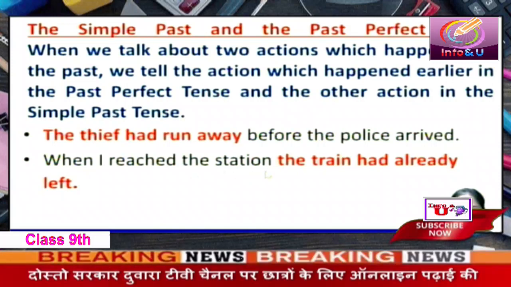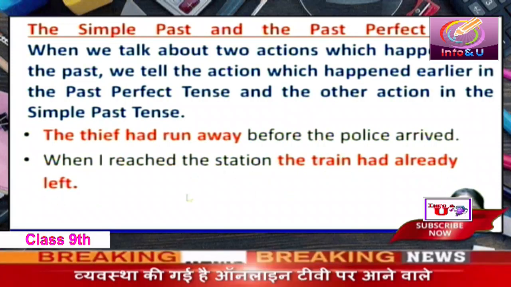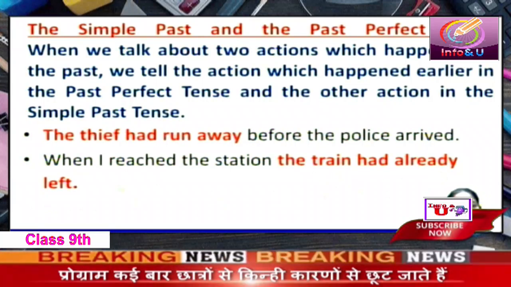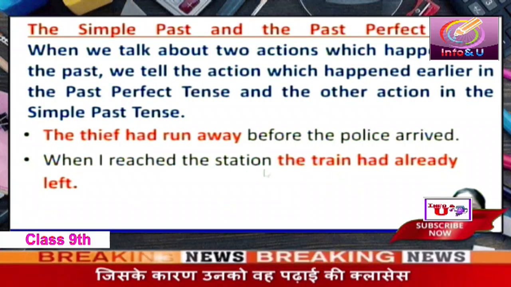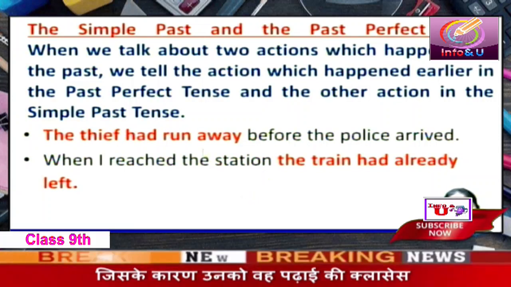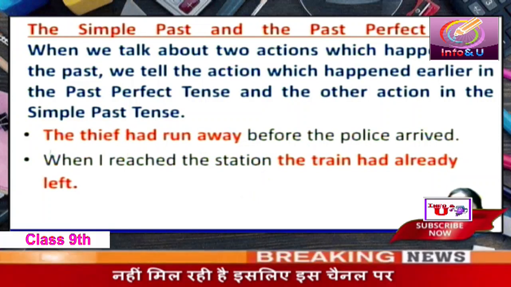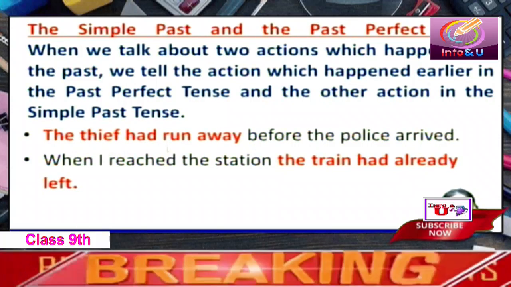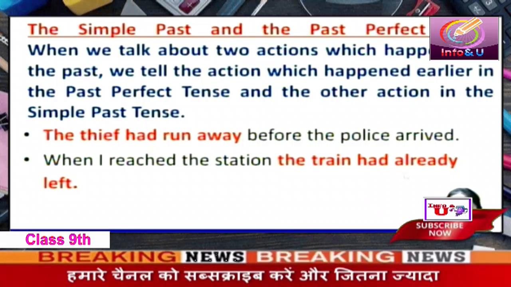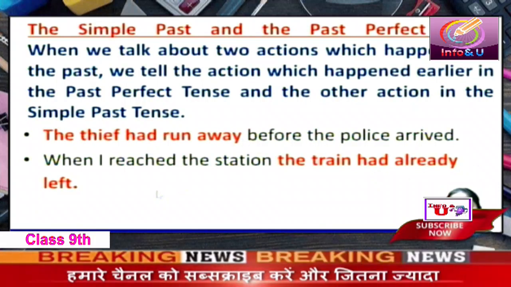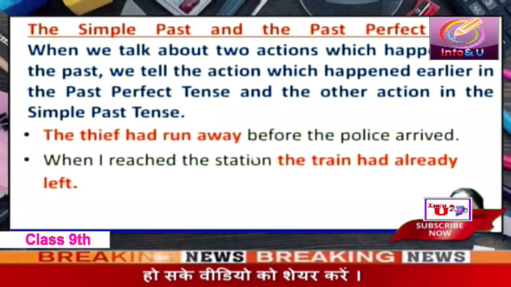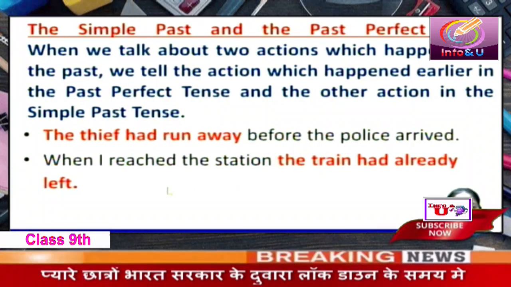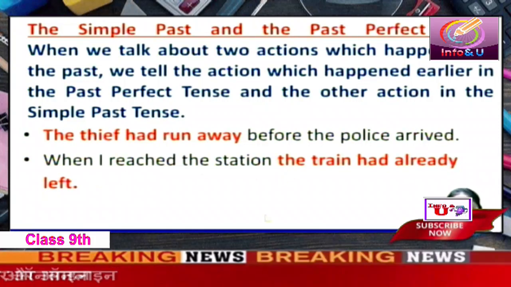When I reached the station, the train had already left. Which action took place earlier? The train had already left. And reaching the station took place later on. So in both the sentences, the actions which took place earlier have been written in the past perfect tense: had run and had already left. Whereas the actions which took place later on have been written in simple past tense: the police arrived, I reached the station.